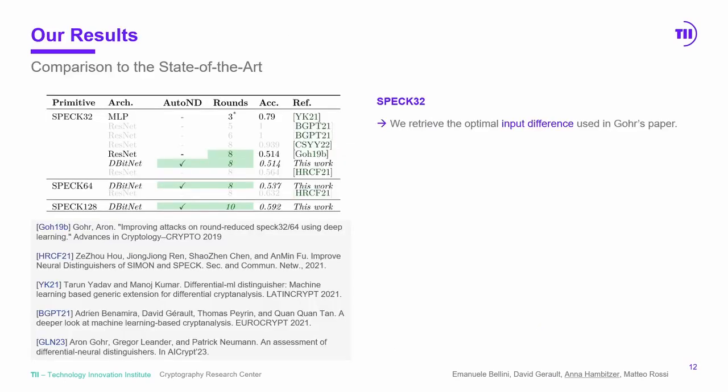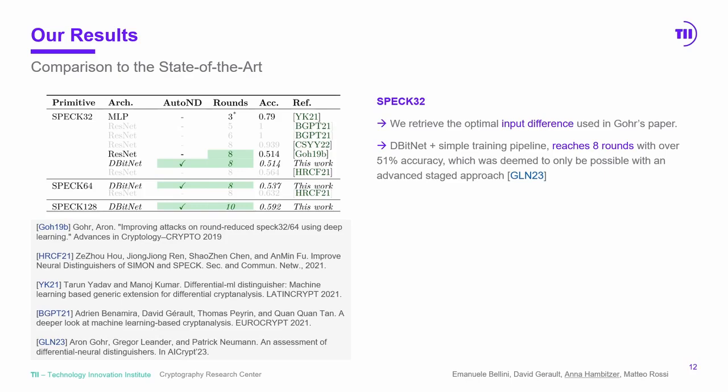For Speck 32, we can retrieve the optimal input difference that is also used in Gohr's paper. For the first time, we have achieved to reach 8 rounds with over 51% accuracy. That was before not possible, except with really advanced approaches. And we can improve the accuracy to match Gohr's accuracy with only using our simple polishing step.